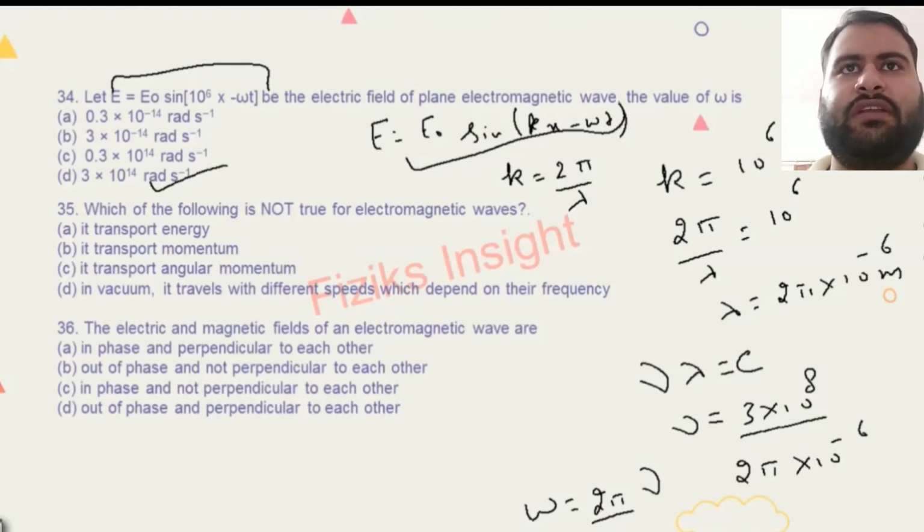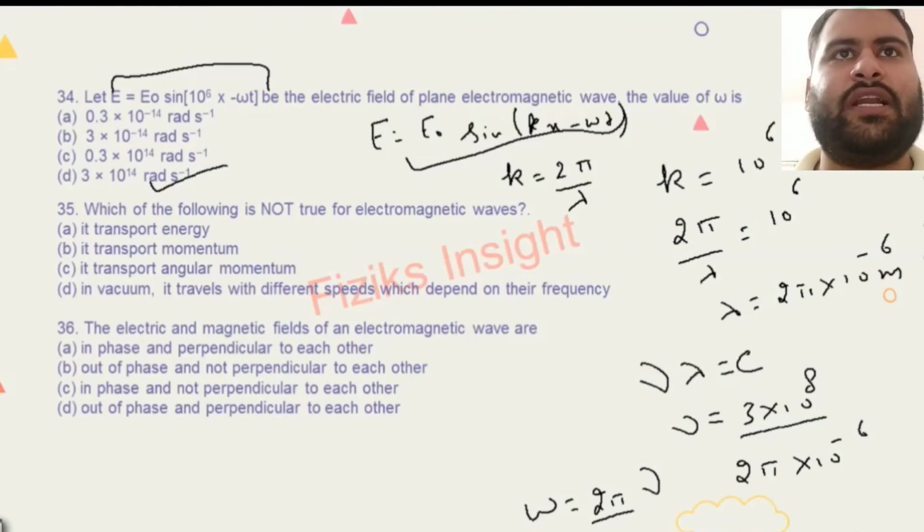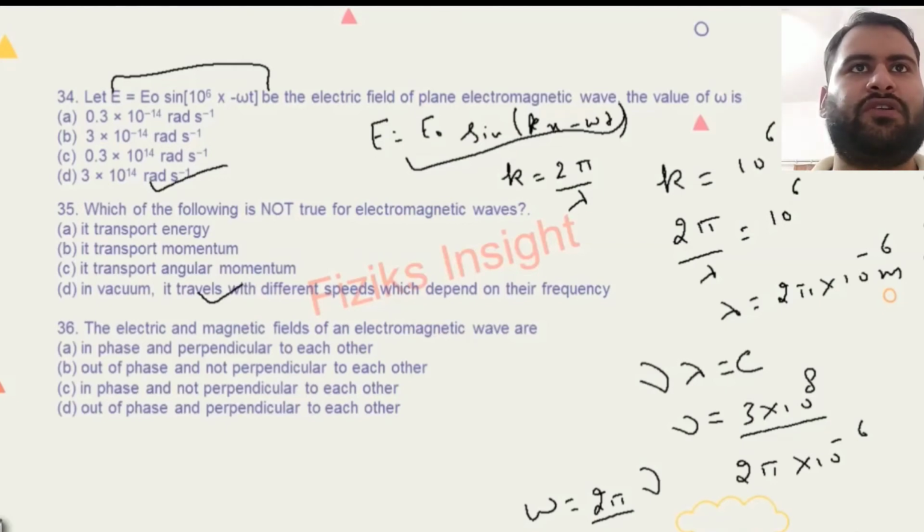Now 35th question, which of the following is not true for electromagnetic waves? It transports energy, it transports momentum, it transports angular momentum. In vacuum it travels with different speeds which depend on their frequency. So which of these four is not correct? It is, in vacuum it travels with different speeds. So the speed of electromagnetic wave is same every time, that is 3 into 10 raised power 8. So D option is the incorrect statement, so it is the answer for our 35th question.